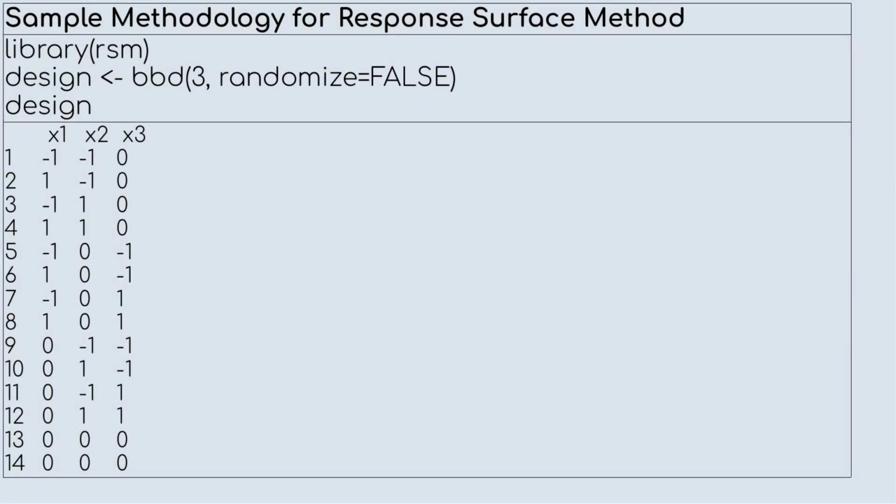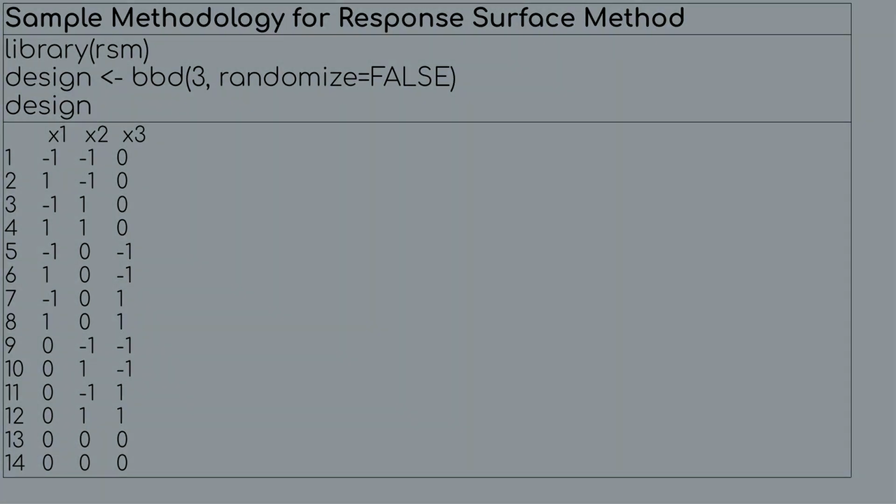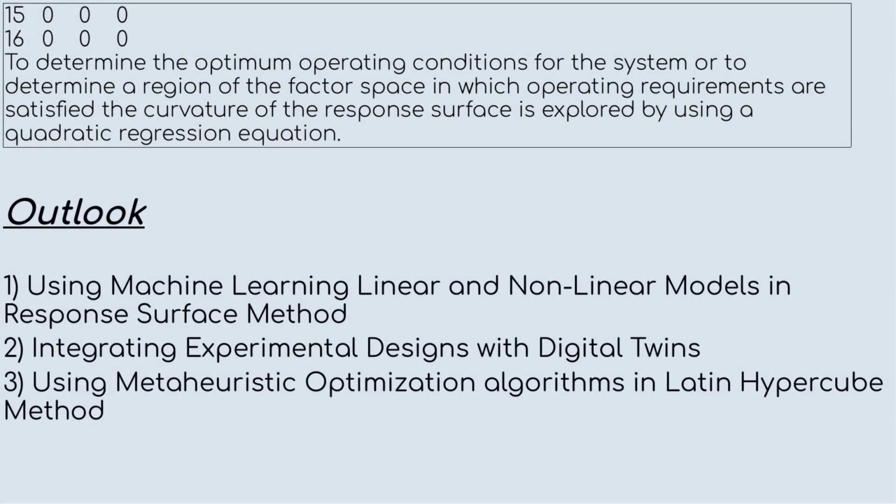Sample methodology for response surface method uses RSM library. Again, here we are using 3 levels, 3 factors. For determining the optimum operating conditions or to determine the region of factor space in which operating requirements are satisfied, the curvature of the response surface is explored using quadratic regression equation.